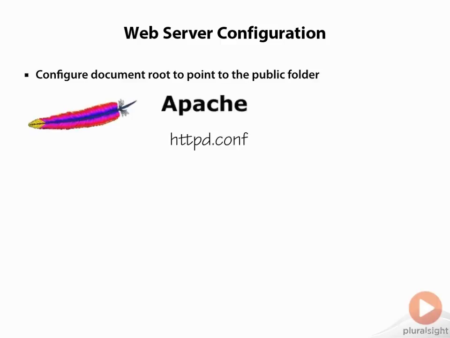Since we're using the Apache web server in this course, we need to make that change in the httpd.conf file. If you've decided to use an alternative server like Nginx, then go ahead and make the change appropriately for whatever server you've decided to use.